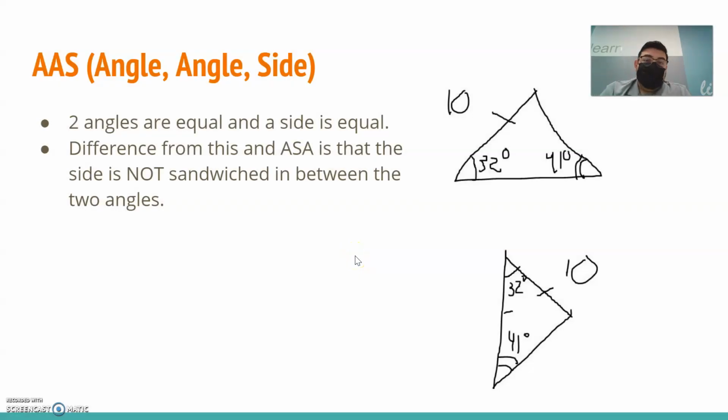Fourth, we got angle, angle, side. So remember how I said the others were sandwiched in between? If it is not sandwiched in between, and it's just the angle on the side, that is okay. You will still be able to figure out if it is congruent. The difference is that, like I said, it is not sandwiched in between the angles. So it's angle, angle, and then side. The side is on the outside, not in between the angles.